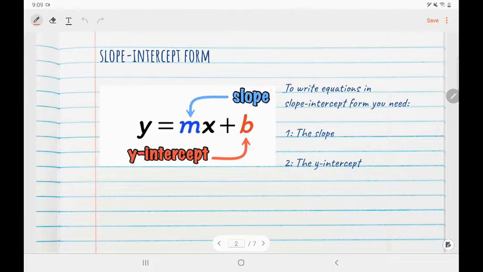Remember that slope-intercept form is the equation y equals mx plus b, where m represents the slope, also known as the rise over the run, and b is going to be represented by the y-intercept. As an ordered pair, that would be (0, b), because the x value is going to be 0, so that it crosses on the y-axis. Let's go ahead and look at a graph.